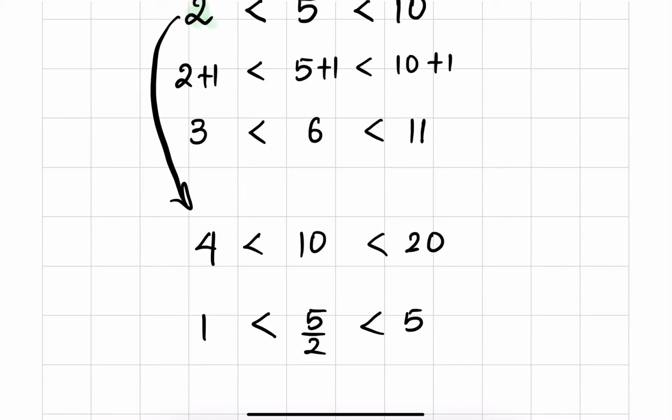So if you add, subtract, multiply, or divide by any number, actually, in the case of multiplication and division, it should be a positive number, the relationship will be maintained.